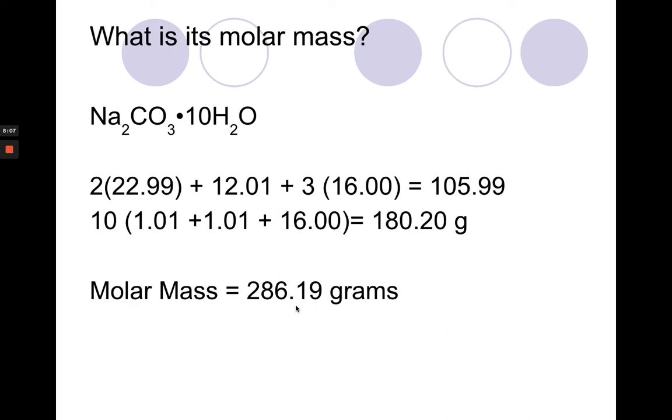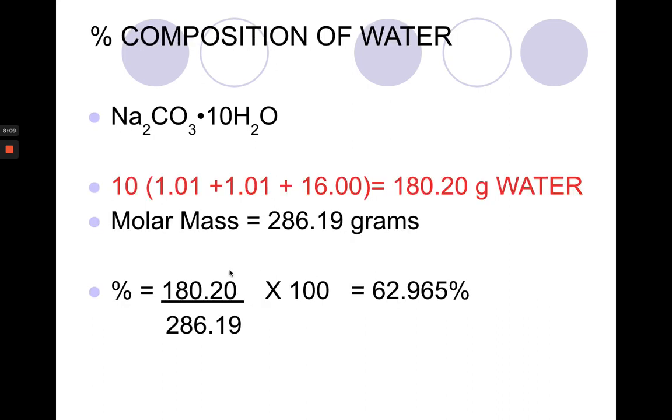Now we have to use our percent mass. We'll put the water on the top, the whole mass on the bottom, times 100. Then you will do that division, and you will find that the percent composition of water in sodium carbonate decahydrate is 62.965%. It's an incredibly hydrated compound. So that is how you do these problems.